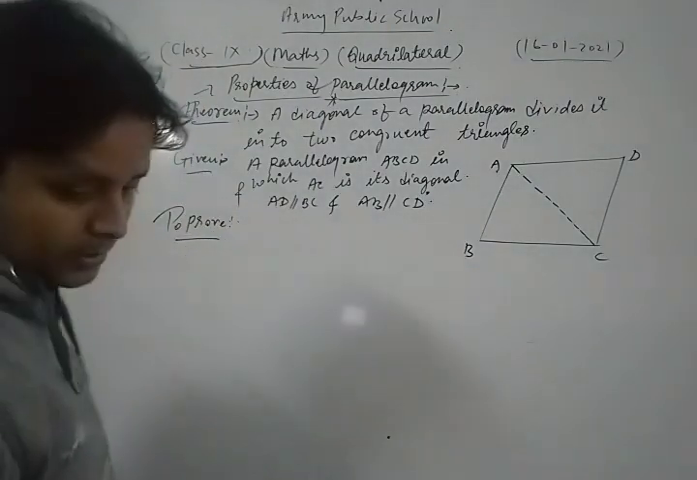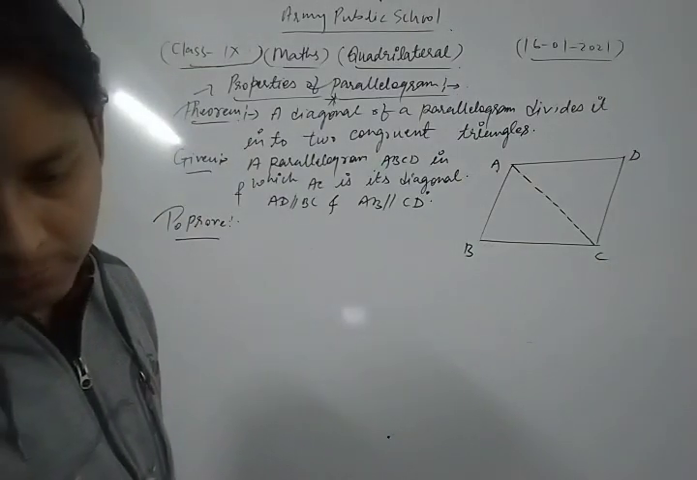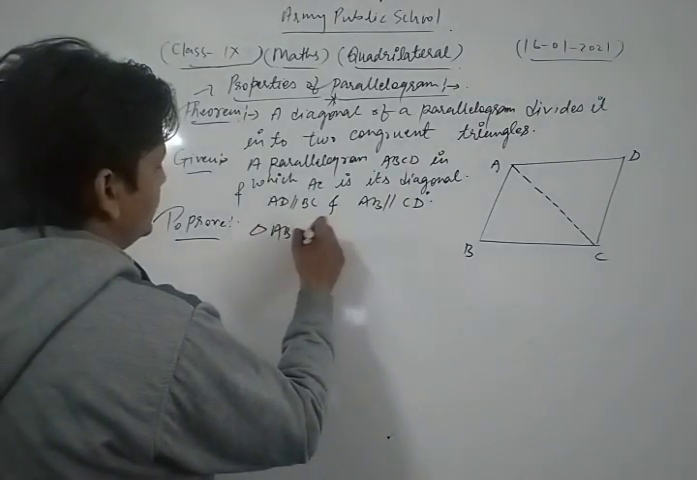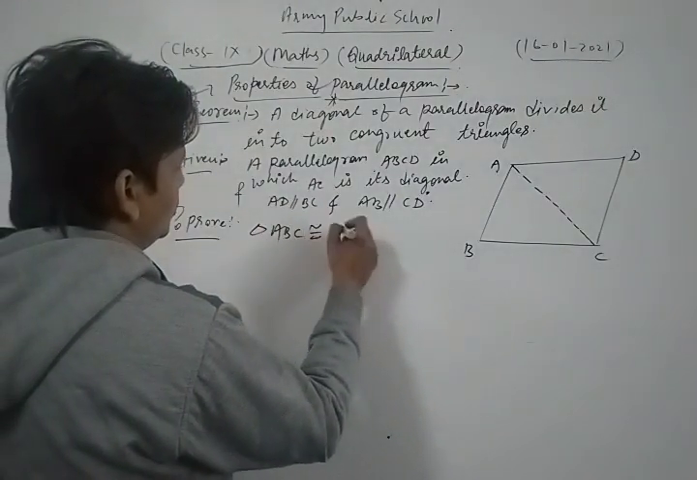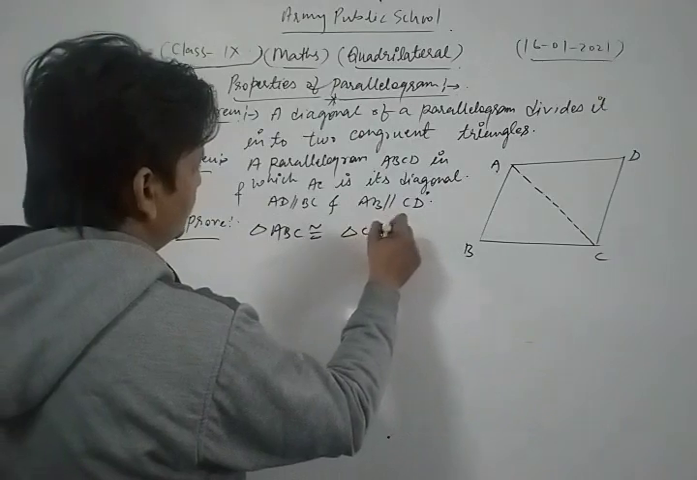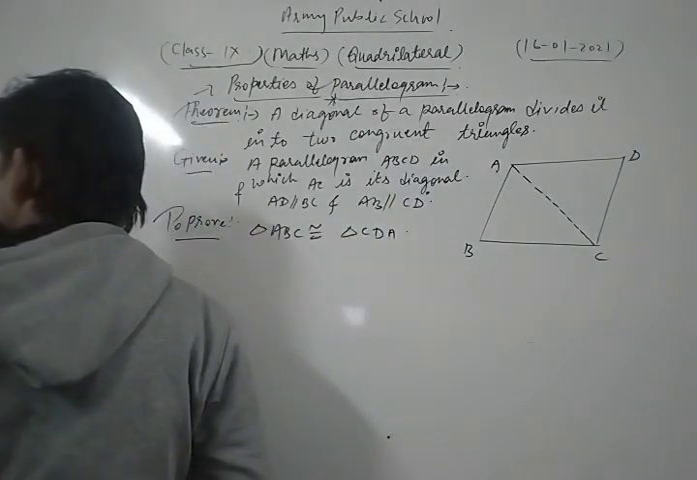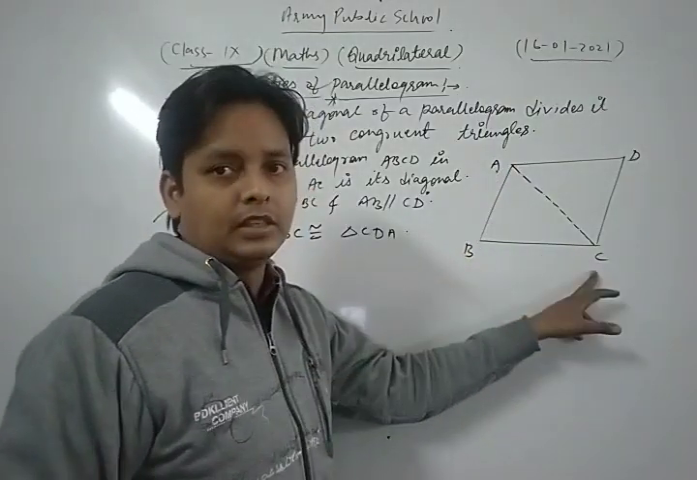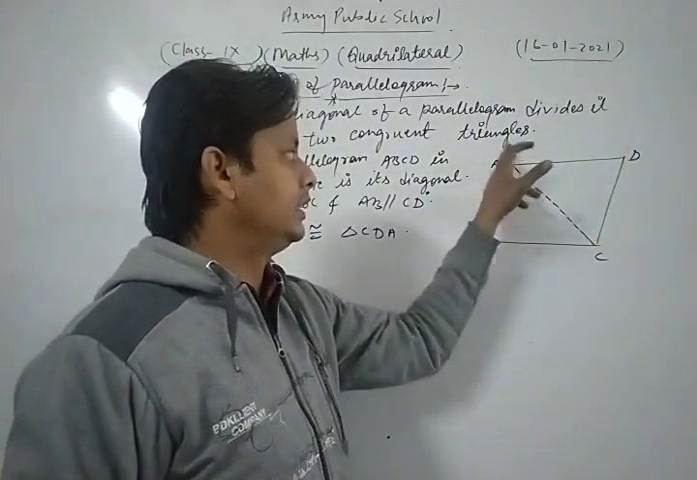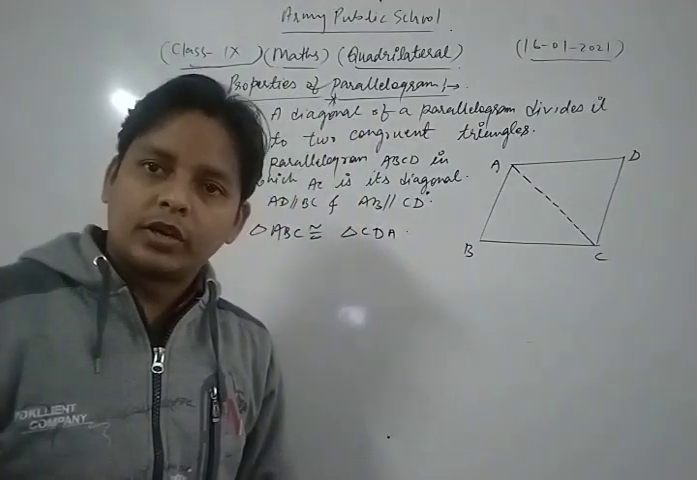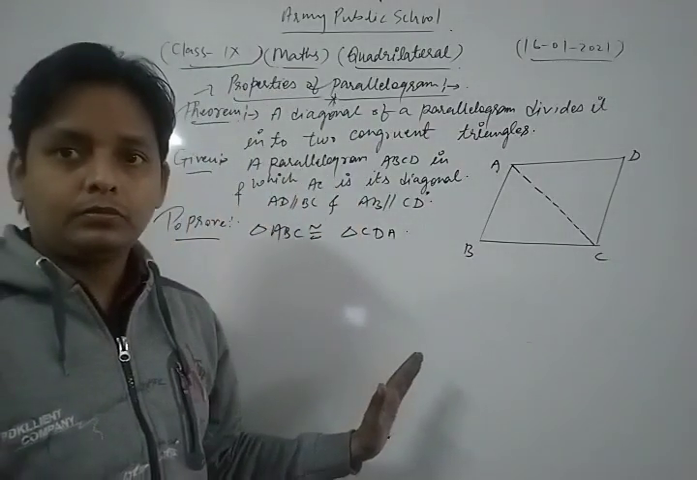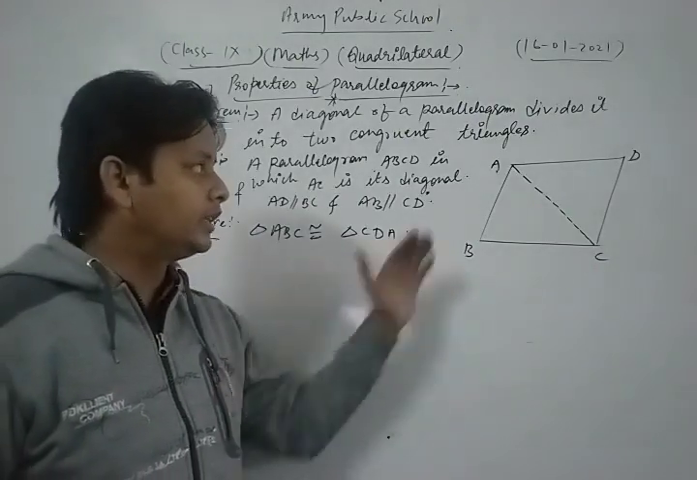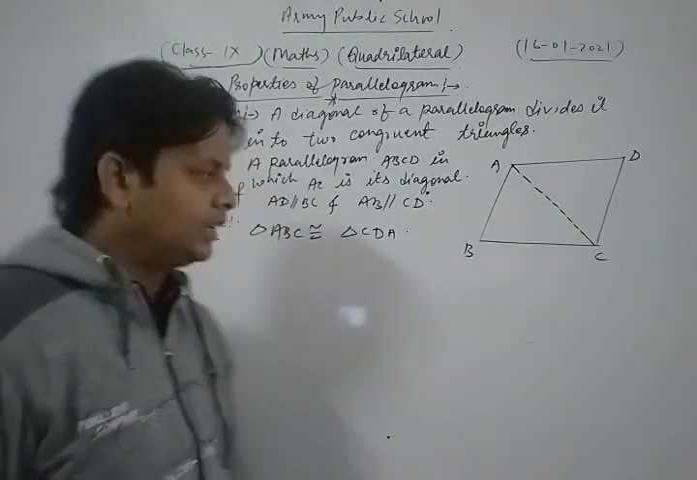We prove triangle ABC congruent to triangle CDA. Triangle ABC is congruent to triangle CDA. Okay, dear students, so this is the proof that we have to prove in that theorem. Okay, let's see.